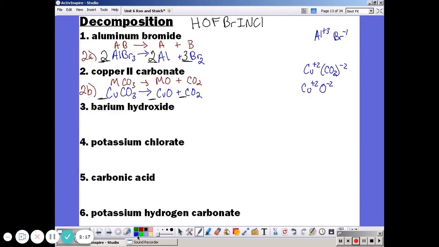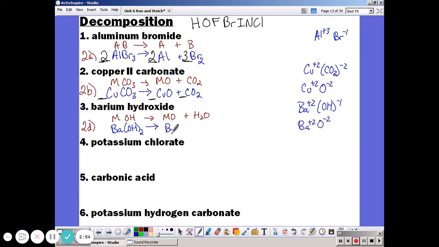Barium hydroxide. Barium is Ba plus 2, hydroxide is OH minus 1. Cross your charges, Ba(OH)2. So I look at my reference tables. This is a metallic hydroxide, so I'm following 2D. The metal hydroxide decomposes into the metal oxide plus water. So barium has a charge of +2, oxygen has a charge of -2, so that would be BaO plus H2O.